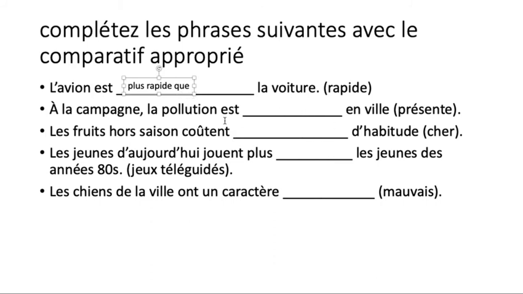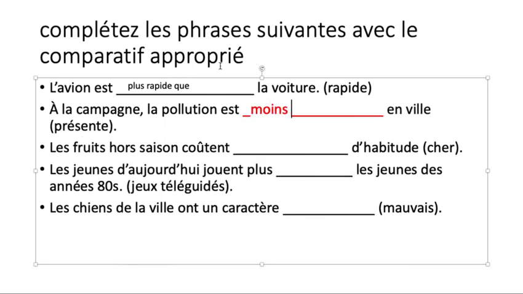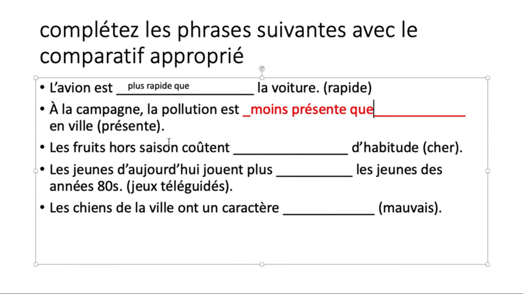À la campagne, la pollution est présente en ville. Okay, so I'd like to think again that in a rural area, pollution is less present than what you get in a town, right? Or in a city. La pollution est moins. Oops, I should have done it the other way. Let's just do this instead. Moins présente, right? Because la pollution is feminine, que en ville. But notice here that en starts with a vowel, so don't forget the little modification that you need to do there.